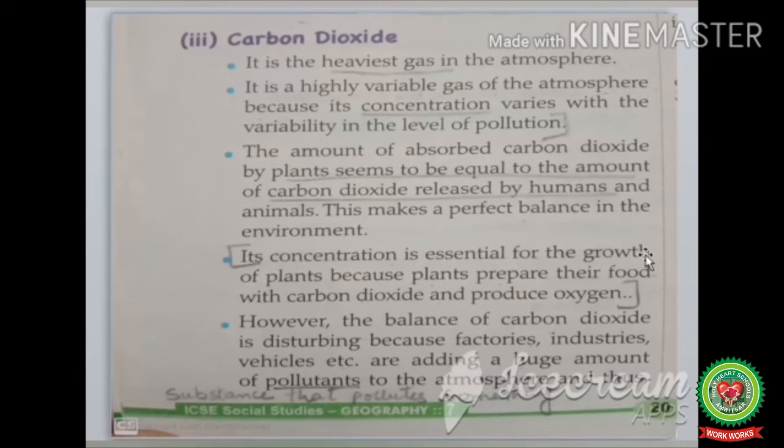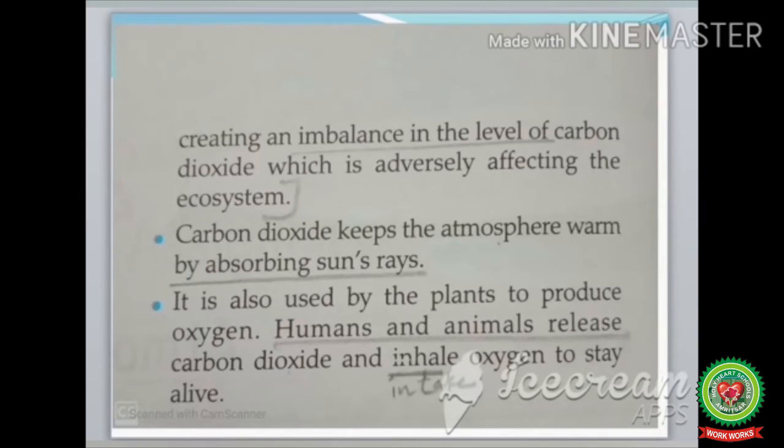Its concentration is essential for the growth of plants because plants prepare their food with carbon dioxide and produce oxygen, and that released oxygen is used by humans for breathing. However, the balance of carbon dioxide is being disturbed because factories, industries, vehicles, etc. are adding a huge amount of pollutants, meaning substances that pollute something, to the atmosphere, thus creating an imbalance in the level of carbon dioxide, which is adversely affecting the ecosystem. Carbon dioxide keeps the atmosphere warm by absorbing sun rays.